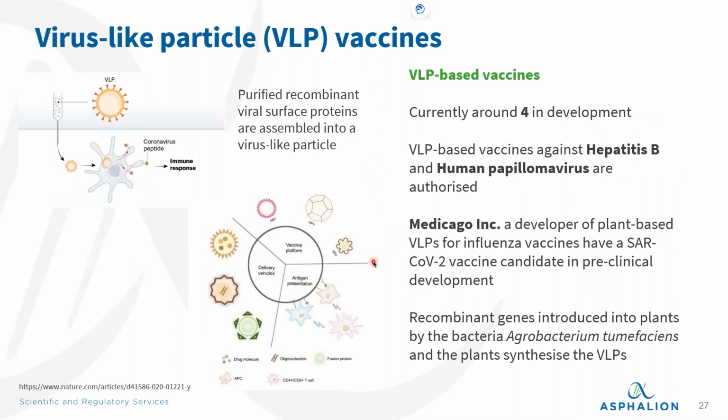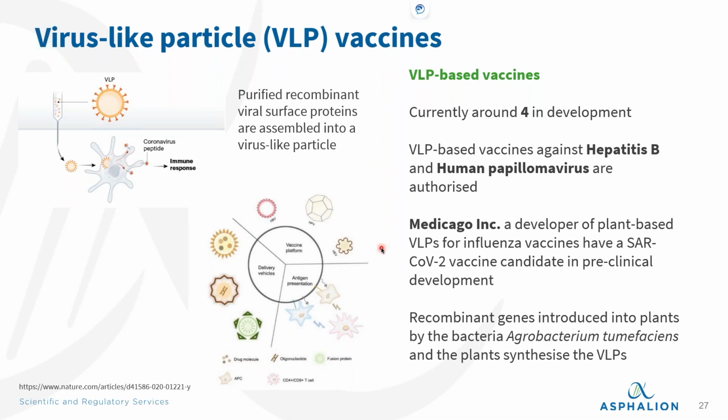So the fourth type of vaccine are virus-like particles, and these are based on purified recombinant proteins which are found on the surface of the virus, which are then assembled into a virus-like particle. There are currently 4 of these in development for vaccines against SARS-CoV-2, and it's a proven technology, as these types of vaccines are already authorized against hepatitis B and human papillomavirus. And just to draw your attention to one of the interesting products in development, Medicago Incorporated, a developer of plant-based VLP vaccines for influenza, have a candidate for SARS-CoV-2 in preclinical development.